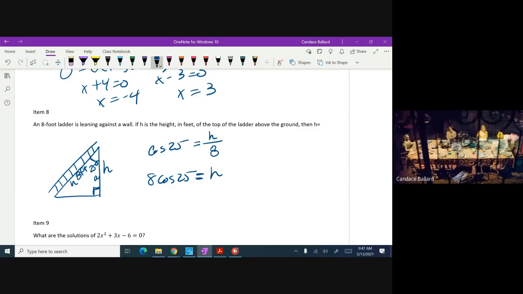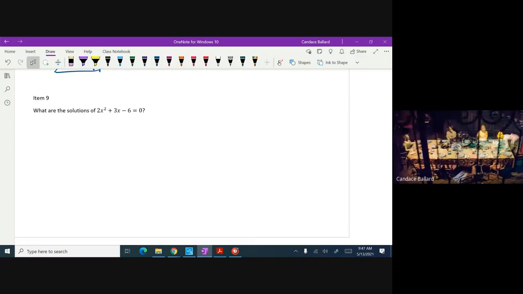Okay, all right. So we need some solutions of the equation x squared plus 3x minus 6 equals 0. If I'm still trying to solve a quadratic, what's the first thing I typically do? Tell me in the chat. What do you guys think? Okay, GCF. Is there a GCF?